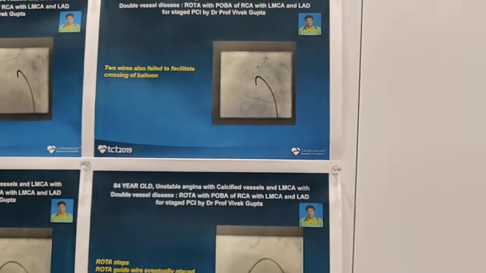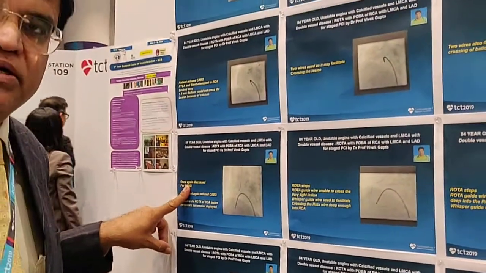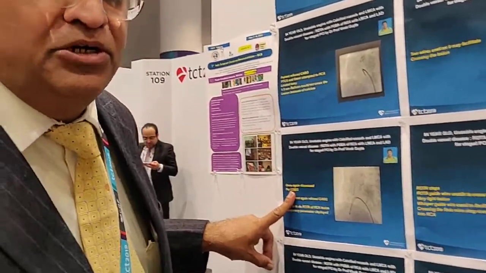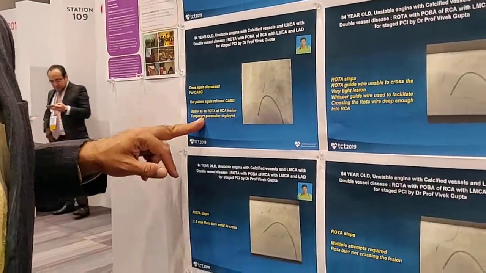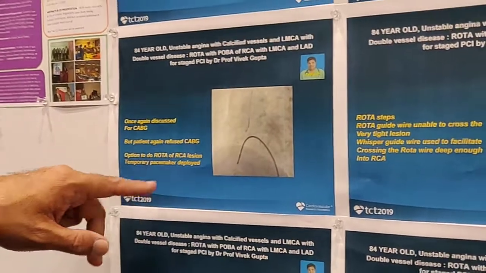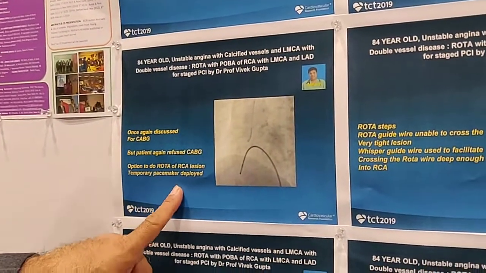So what to do? We discussed again with the patient whether we could go ahead with the bypass surgery. The patient refused again because it was a high risk bypass surgery, and nobody wants to take high risk at the age of 84. So we thought we should do the option of rotablation of the RCA lesion. Of course, whenever you do rotablation in the RCA, always do a temporary pacemaker implantation first.